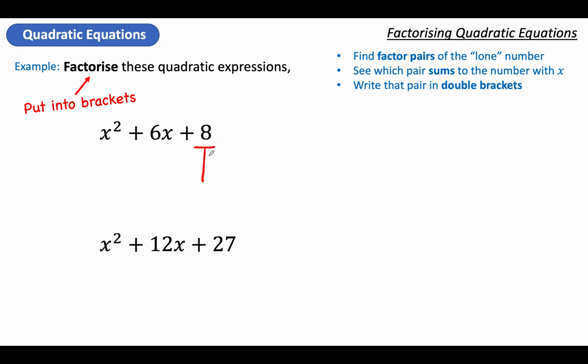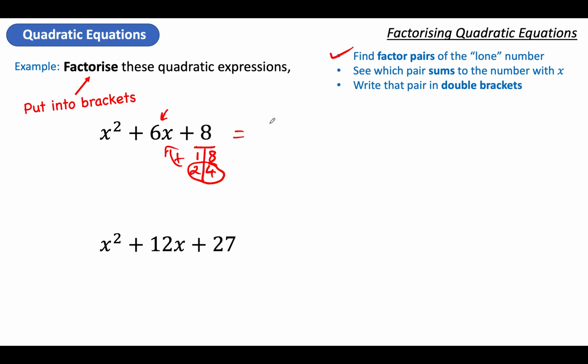So we're looking for factor pairs that make this last number, and write them all down. Well, 1 times 8 makes 8. 2 times 4 makes 8. Awesome. Well, there aren't any more, so that's that first bit done. Now, see which pair of numbers sums to the coefficient of x. Well, 1 and 8 makes 9, 2 and 4 makes 6. So that is the pair of numbers that add together to make that.